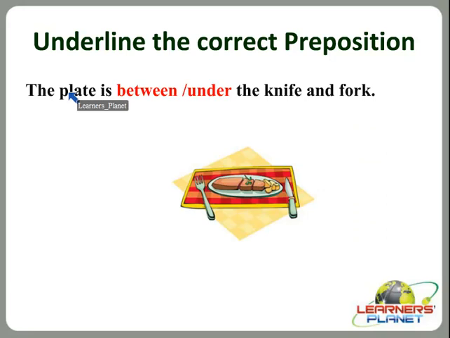So students, the correct preposition is behind. Next one. The plate is between or under the knife and fork. Fork, knife and plate. Where is the plate? Between or under? Yes, the plate is between the knife and fork.